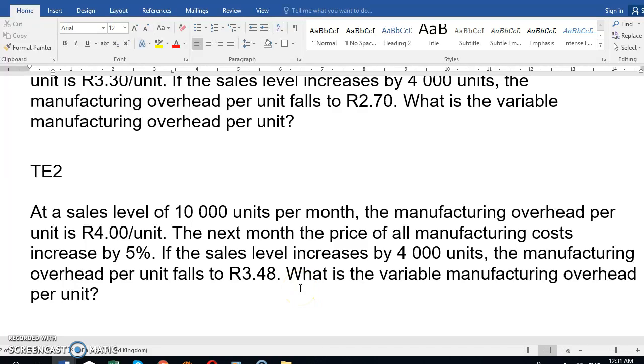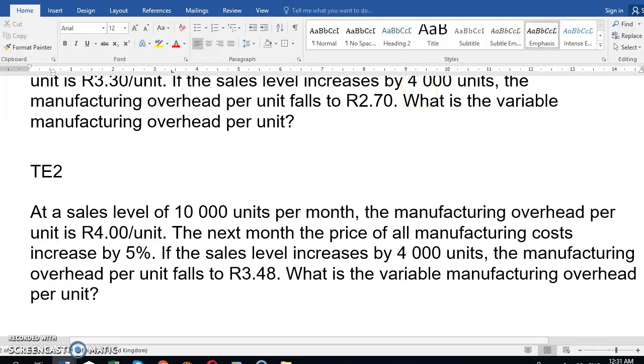Alrighty, so technical exercise number 2 reads: at a sales level of 10,000 units per month, the manufacturing overhead per unit is 4 Rand per unit. The next month, the price of all manufacturing costs increases by 5%. If the sales level increases by 4,000 units, the manufacturing overhead per unit falls to 3.48. What is the variable manufacturing overhead per unit?